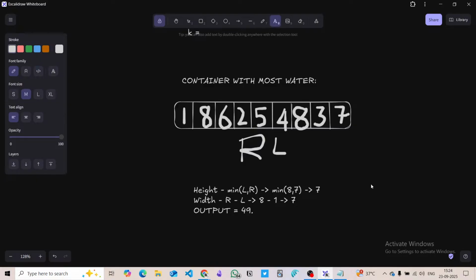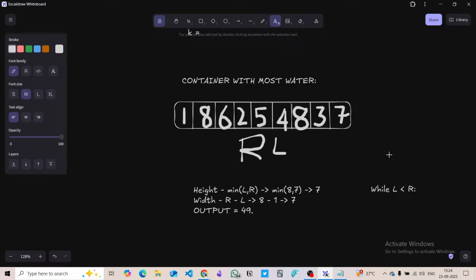So the condition for the loop will be while left is less than R, we need to iterate over and over. When this condition is broken, we need to stop iterating. So yeah, we found the loop condition, and we found how to calculate height and width. The only thing we need is to find the maximum. We don't need a minimum, right?